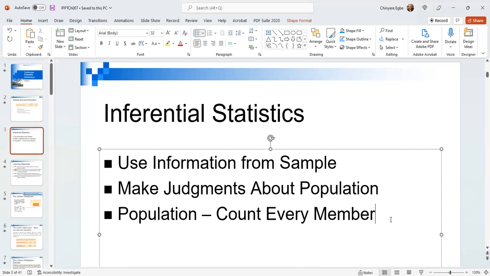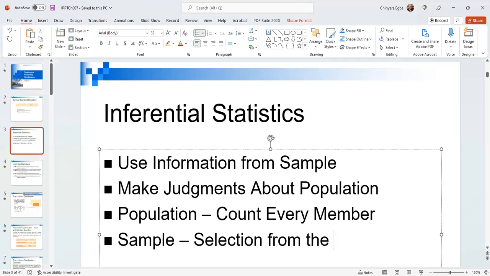Okay, so sample is a selection from the population. And so why do we rely on sample to make judgment about the population? Because sometimes the population is difficult to define. Sometimes it's time consuming to get information from the population. Sometimes time constraints prevent you from getting all the information. And sometimes it can be very costly. And so you use information from a sample.